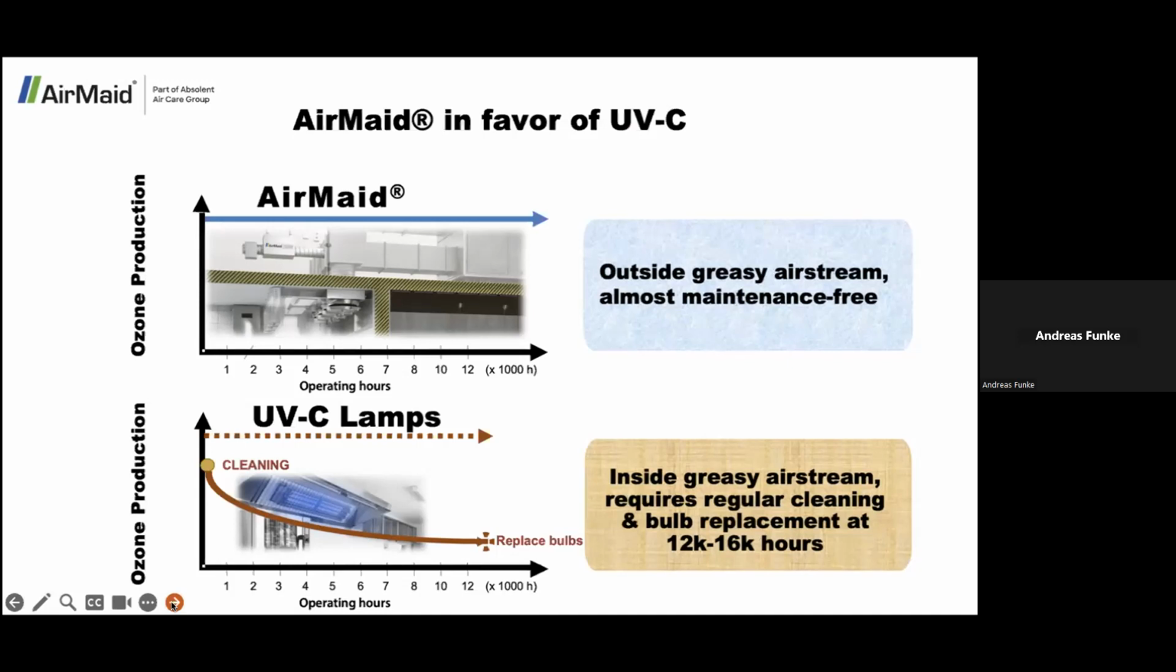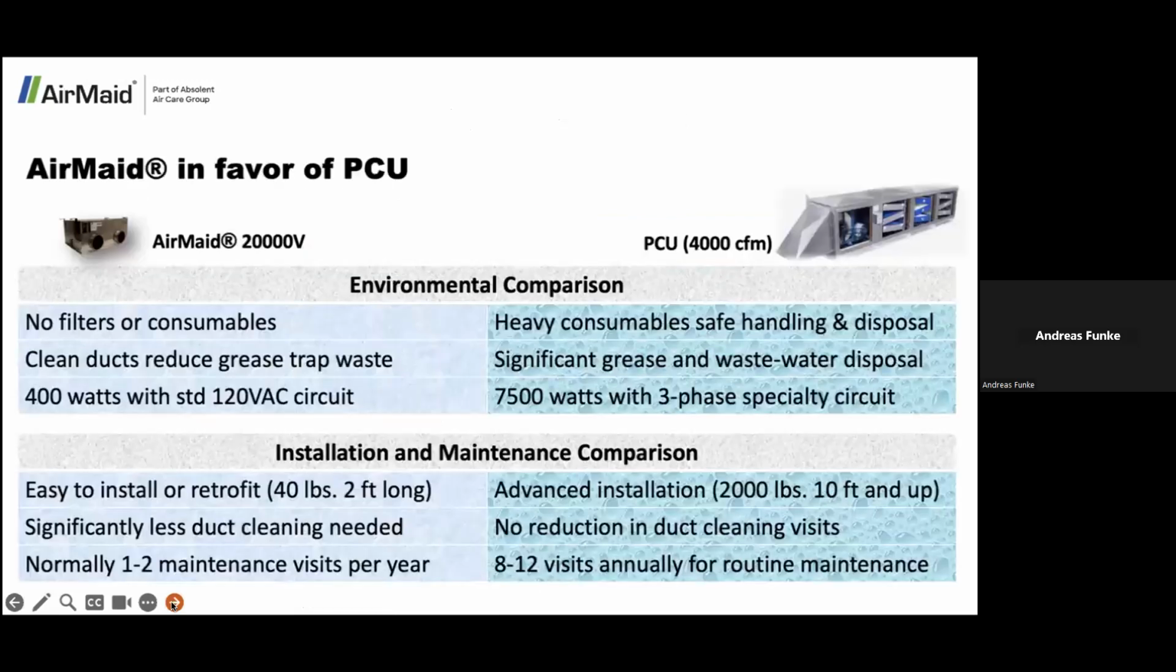If you compare this to UVC lamps, you all know that UVC lamps sitting in the dirty airstream need to be cleaned regularly and need to be replaced, depending on what kind of bulb it is, after I would say 8 to 16,000 hours, depending on the quality of the lamp. And you have the cost for exchanging the lamp, of course.